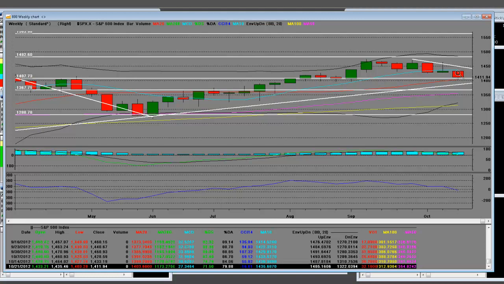They lost the 10-week, but it's only been below the 10-week moving average one major week. And then here you can see the body was below it. This is kind of flattening out. If it turns over and we start to undercut it, we would see increased selling within the S&P 500.